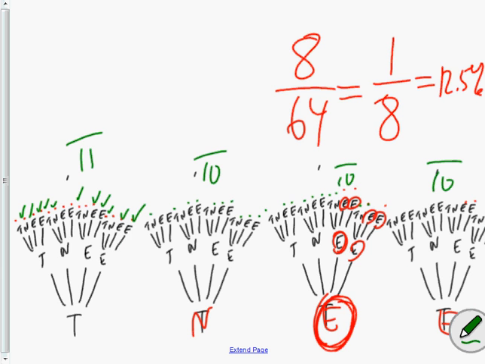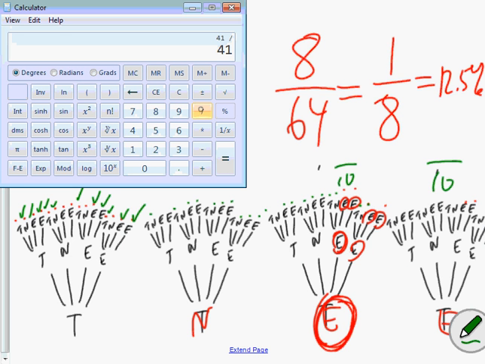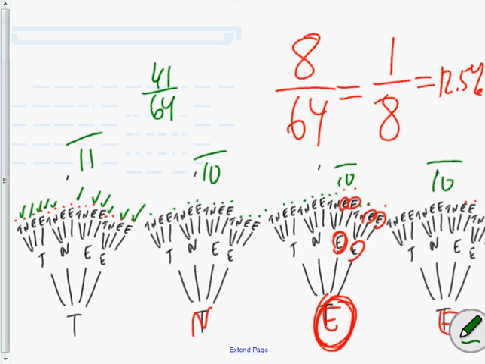No, that looks right. So there should be 41 chances out of 64 that you will have two letters the same, which as a percentage is 64%. Now, if it happens to be 40, and I made a mistake, you'll get 62.5%. But either way, it's around 60-some percent.